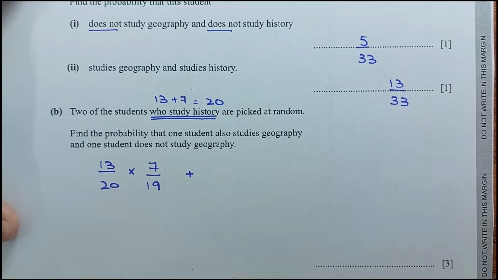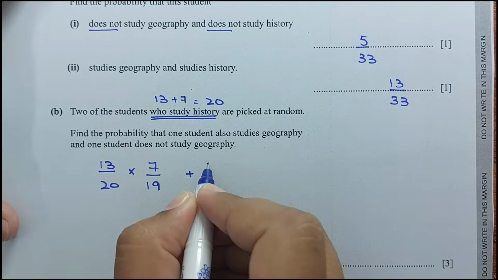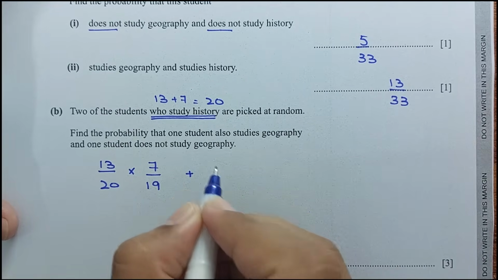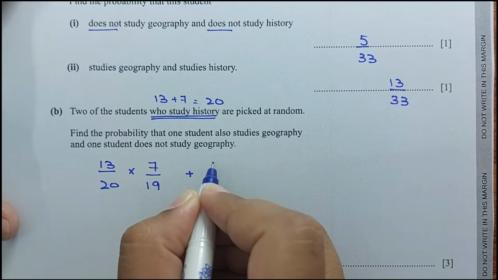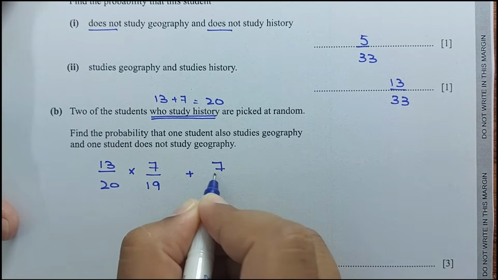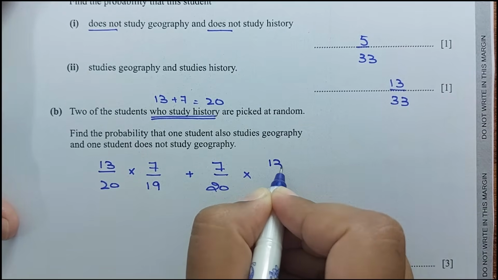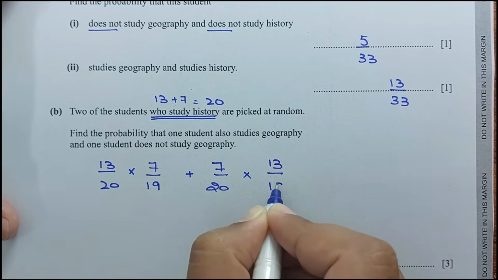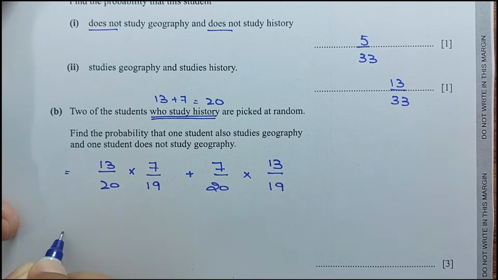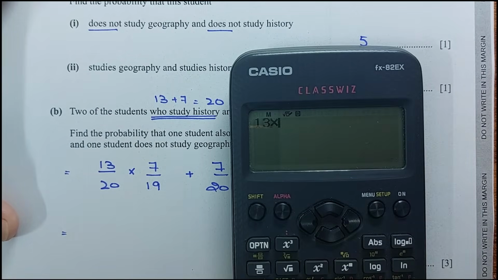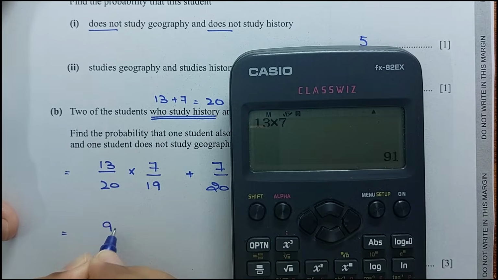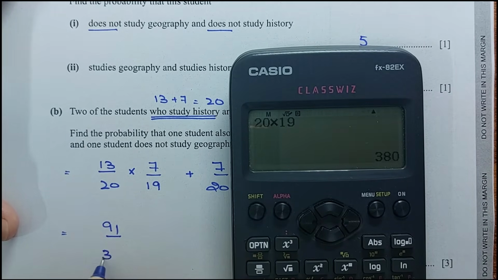Plus there is another combination. Let's say the first student is the one who does not study geography, only history, out of 20 students, and the second student is the one who studies geography as well, out of 19 students, right? Let me simplify this. We have 13 times 7 is 91 and 20 times 19 is 380.